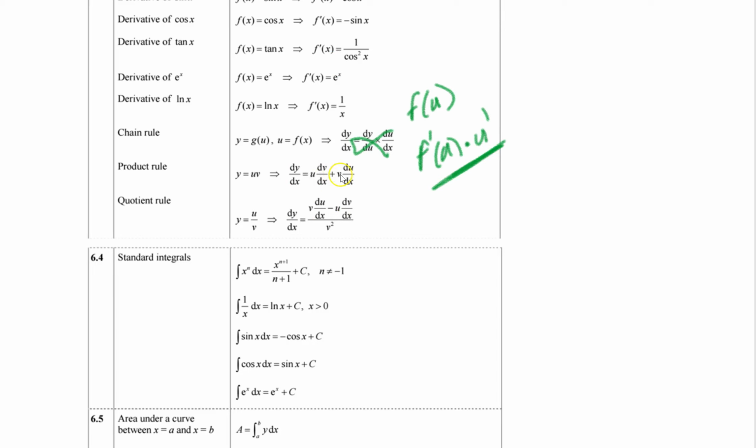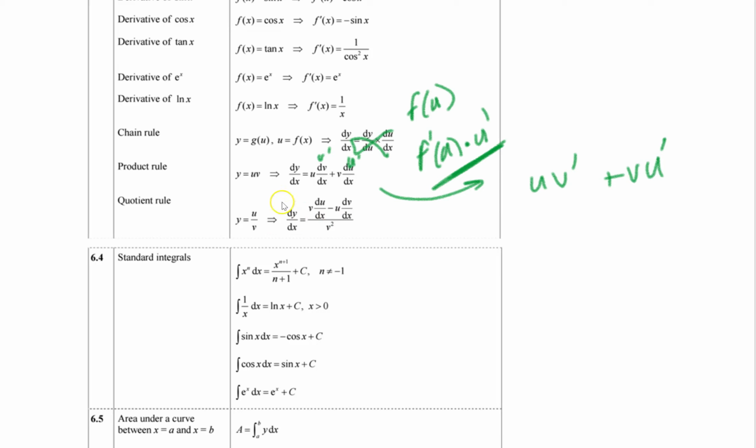Remember, that's u, this dv dx just means v prime. And v, du dx just means u prime. So it's essentially just saying u v prime plus v u prime. That's all it is. Derivative of the first times the second plus the other way around.